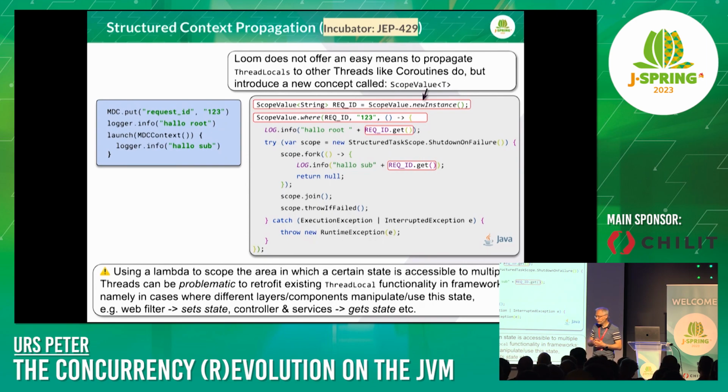So I really hope that they will go back to the drawing board and make it possible also for thread local state. I don't like thread local state, by the way. I kind of hate it, but well, frameworks use it, so you have to deal with it. And Java has a good history in backwards compatibility, so I hope also they will address this in a better way.